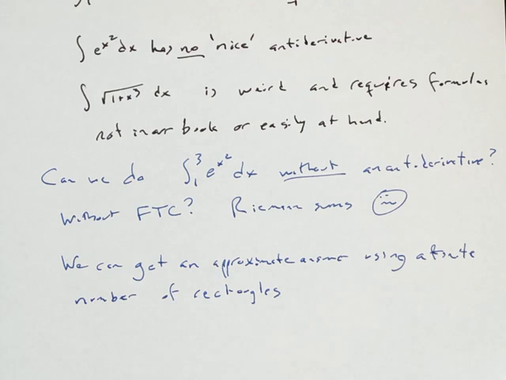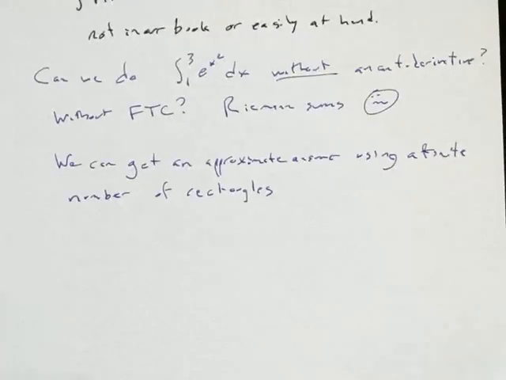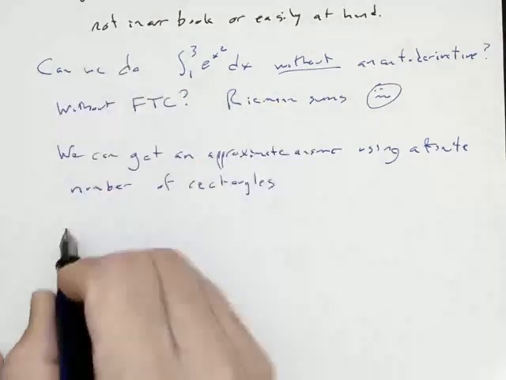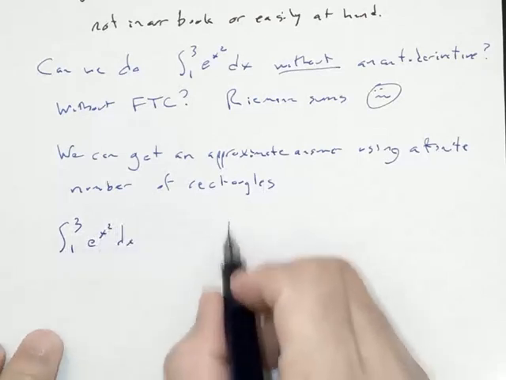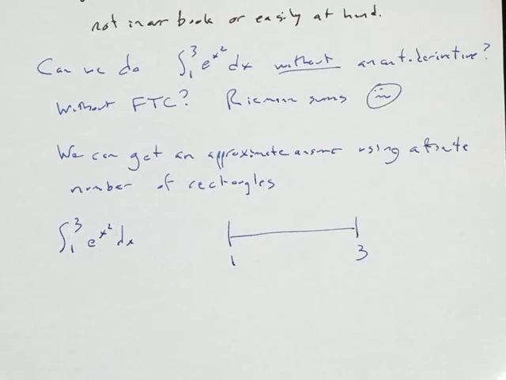What I need to decide is what I'm going to use to determine the finite number of rectangles, and then whether I'm going to use the left edges, the right edges, the midpoints. I have all sorts of options here. So if we're going to do the integral from 1 to 3 of e to the x squared dx, I need to figure out how to break that up.